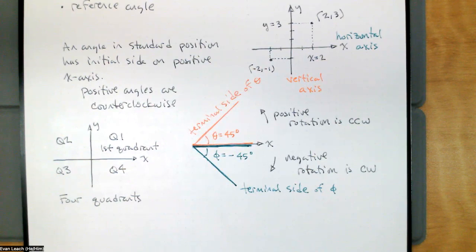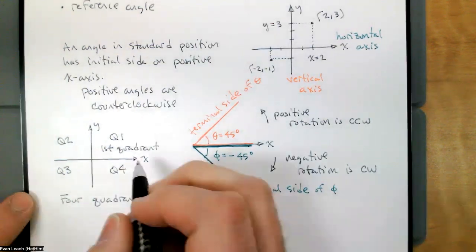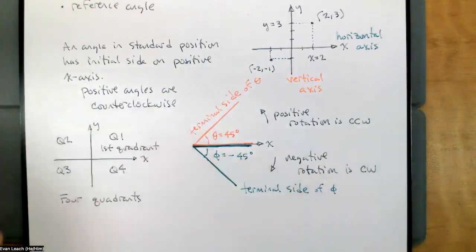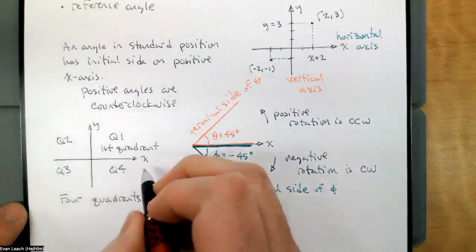All right. How's everybody okay? Quadrants, standard position, positive x-axis is where we start. That's where 0 is going to be. So here on the positive x-axis, that's where theta equals 0 is going to be.